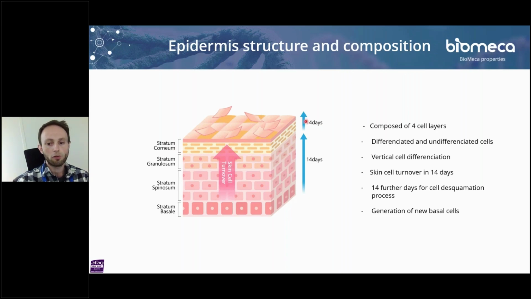The turnover of cells of the epidermis is performed in about 14 days, and it requires 14 further days to complete the process of desquamation. Skin homeostasis compensates the loss of cells that are lost during the process of desquamation by the generation of new cells, which is ensured by the basal layer.